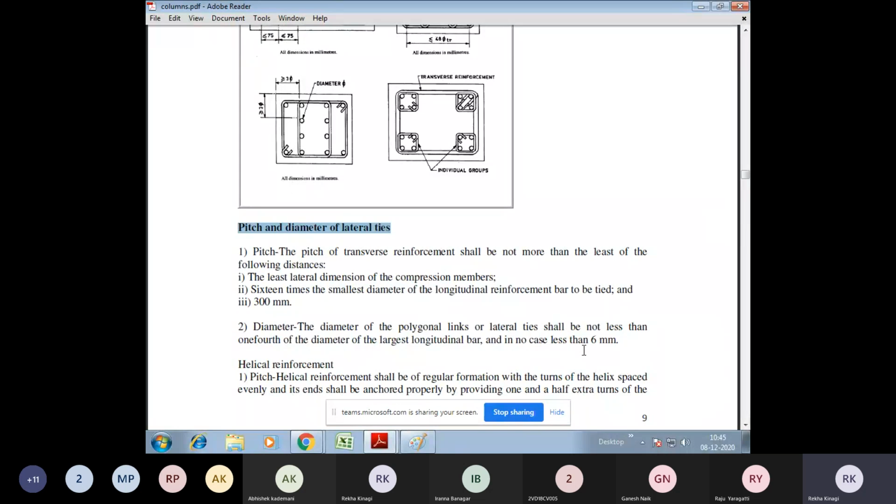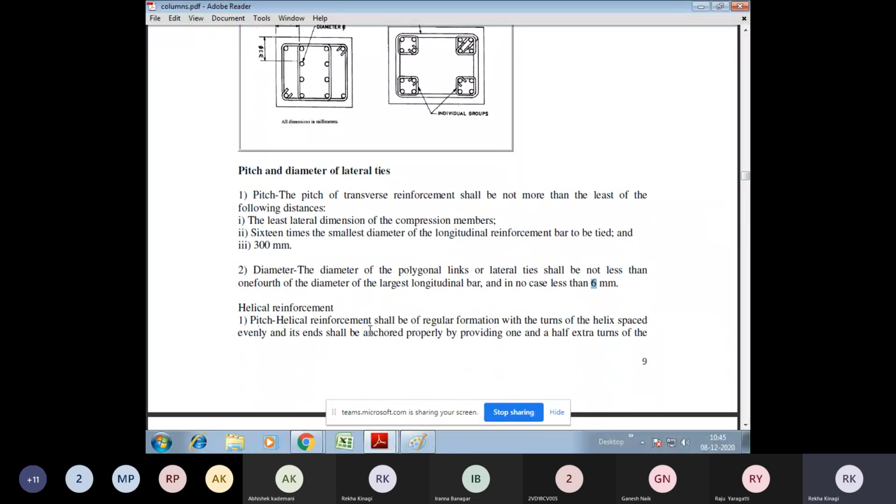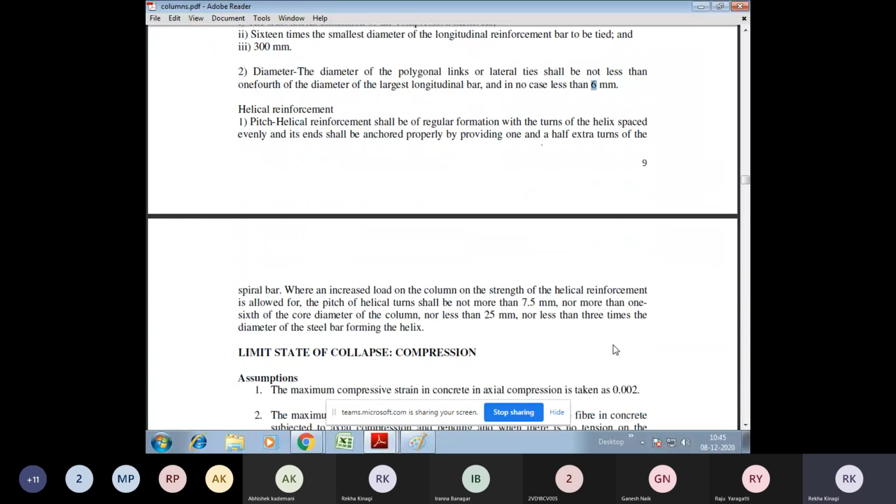So we cannot use 5 mm, we can go ahead with minimum 6 mm. Minimum diameter of the lateral ties is 6 mm, or it can be of more diameter also. And for the helical reinforcement, the pitch shall be of regular formation with the turns of helix spaced evenly, and its ends shall be anchored properly by providing 1.5 extra turns of the spiral bar.